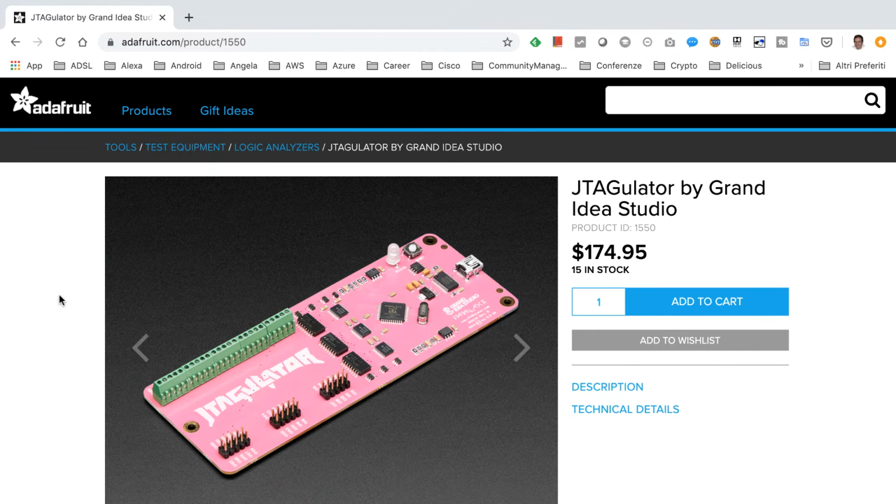We can find this board from various sources, like for example from Adafruit for about $175. In other places maybe you are able to find it at lower prices. Being open source, everybody can access its schematics, PCB drawings and bill of materials and build the device by themselves. You will find the links below in the description.